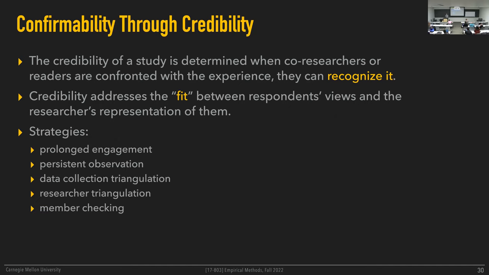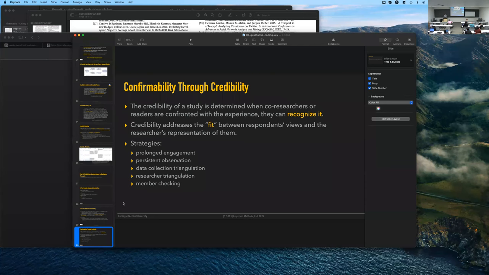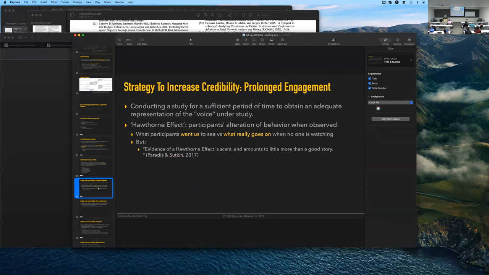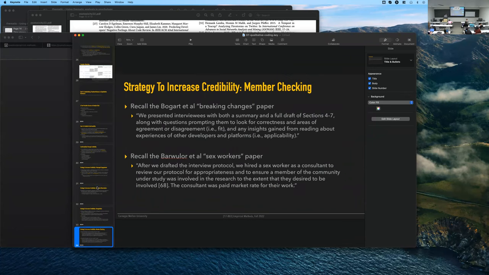There are several ways in which you might do this, including one that's super useful and very rarely used, called member checking. Let me see, do I have an example of this coming up? I can't actually. Let me start from this. I'll go back.